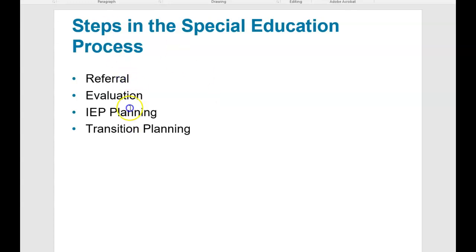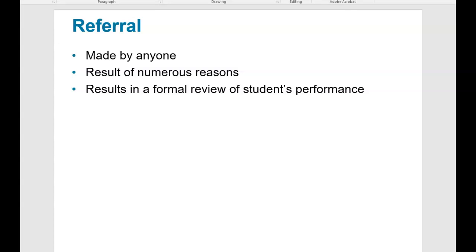So you may end up going through this process, where someone might refer a student to you. Then you would be responsible for coordinating the evaluation. Usually there's a school psychologist involved. You would probably do some observations, some other stuff. And then if the student does have a disability under one of the IDEA categories, you would look at the IEP planning and transition planning.